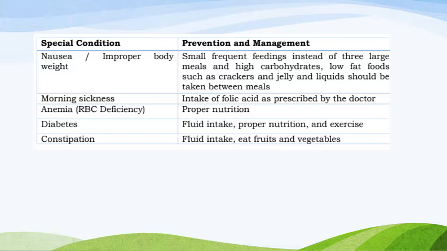Prevention and management. Special condition: nausea, improper body weight. Prevention and management: small frequent feedings instead of 3 large meals and high carbohydrates. Low-fat foods such as crackers and jelly, and liquids should be taken between meals. Special condition: morning sickness. Prevention and management: intake of folic acid as prescribed by the doctor.